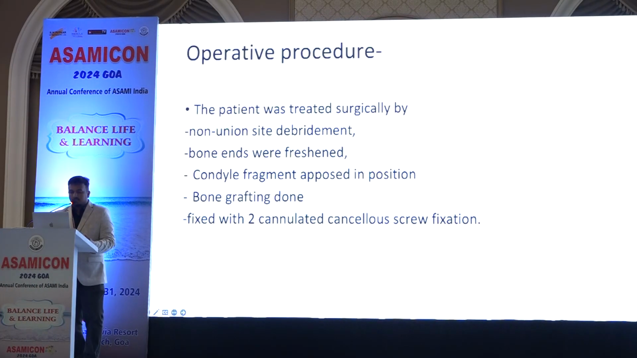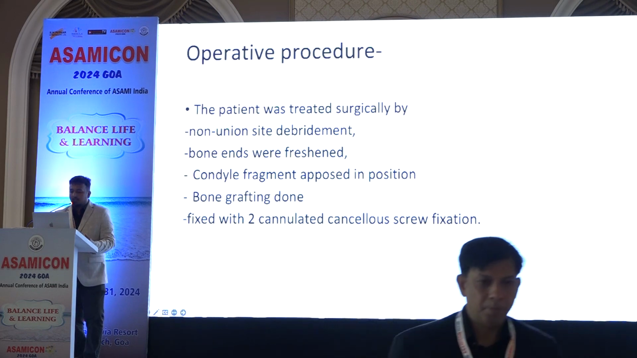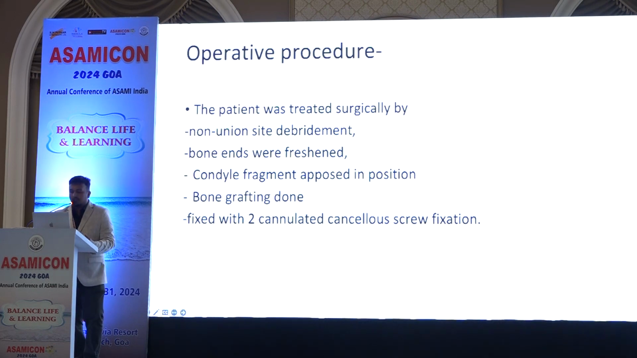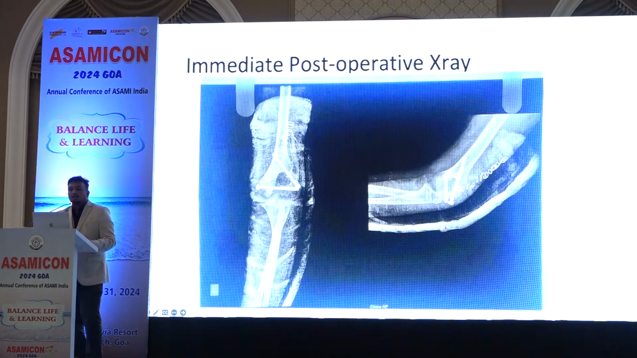So an operative procedure was decided, and the patient was treated surgically by non-union site debridement. The bone ends were freshened, the condyle fragment was opposed in position, and bone grafting was done. And we fixed the fracture with 2 cannulated cancellous screws. This was the immediate post-op X-ray, which was done with 2 CC screws.